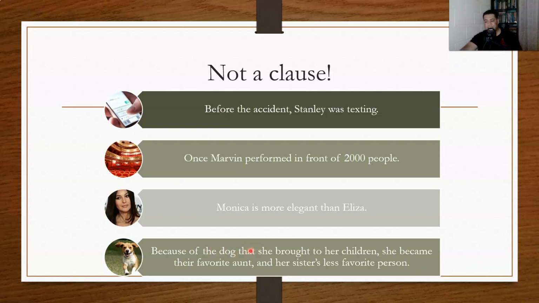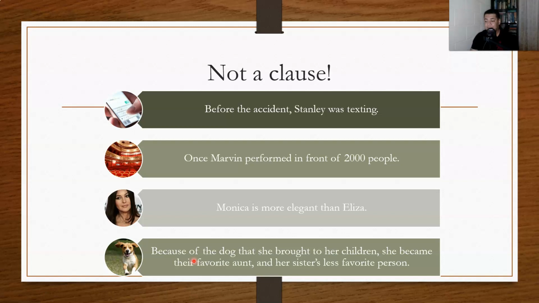What has happened here is that I am using a relative clause, right? Because of the dog. Which dog? Which dog are we talking about? The dog that she brought to her children. Because of the dog that she brought to her children. Now I am telling which dog we are talking about, right? So this is actually a relative clause, but we do not have an adverb clause, okay?